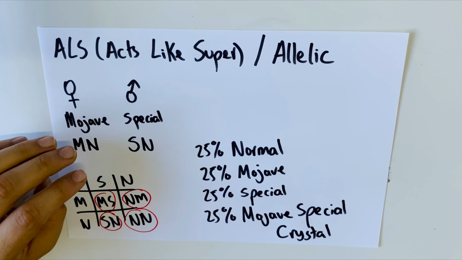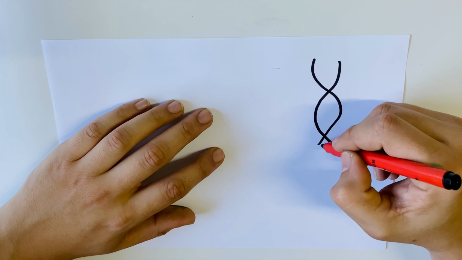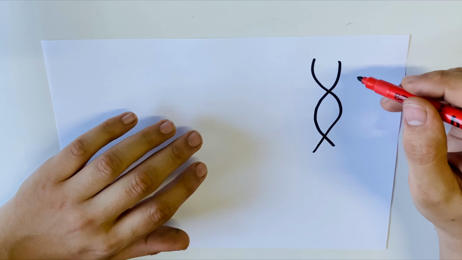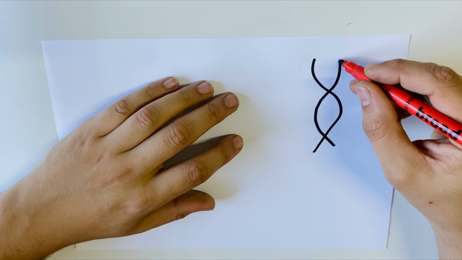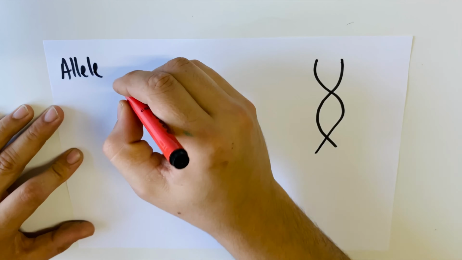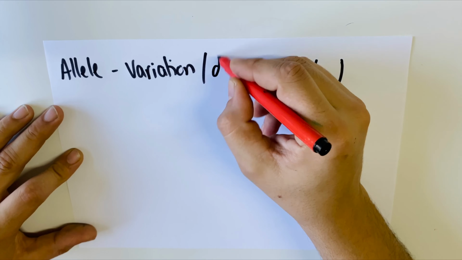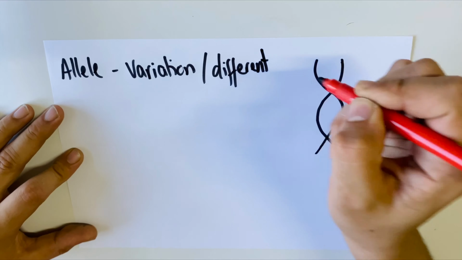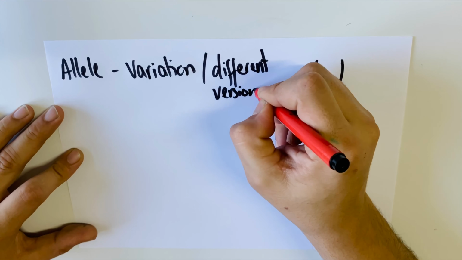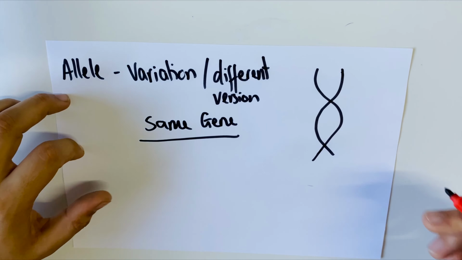So if we go back to our diagram of the DNA, the double helix, obviously you inherit one from one parent, one from another. Now, we said in our first video that an allele is a variation, or different version, of the same gene. And that's very important here.